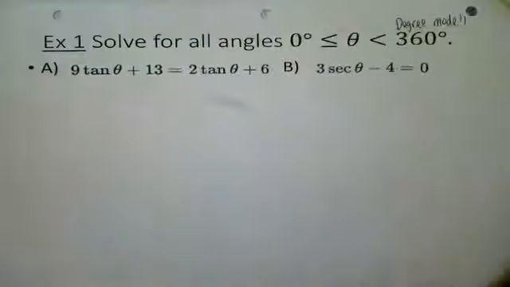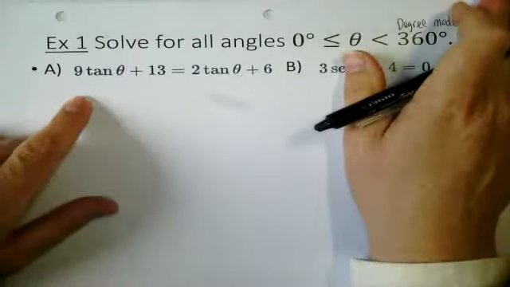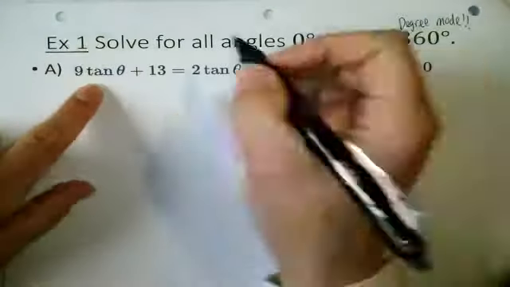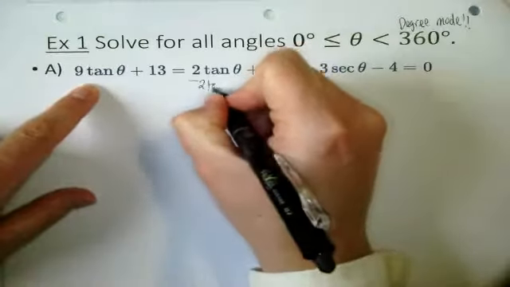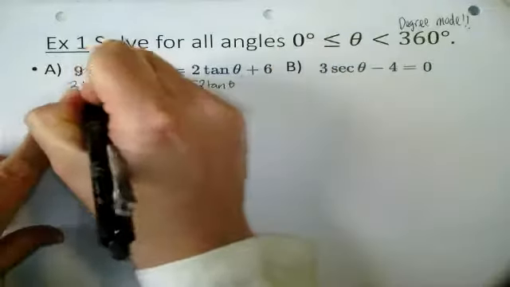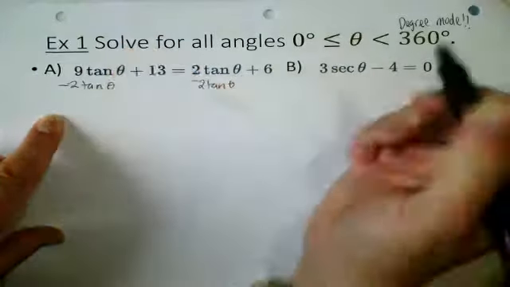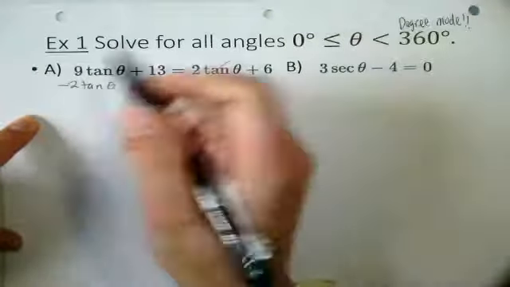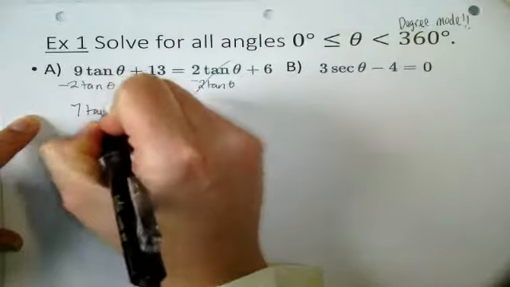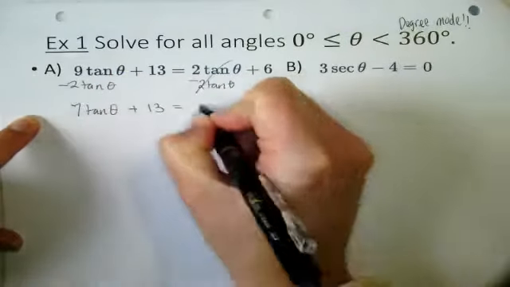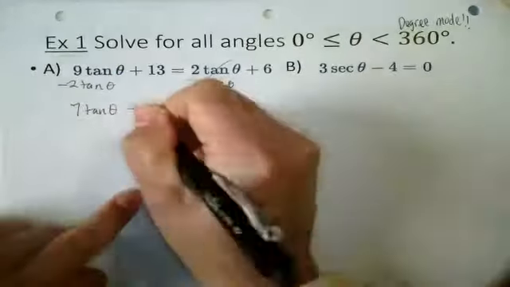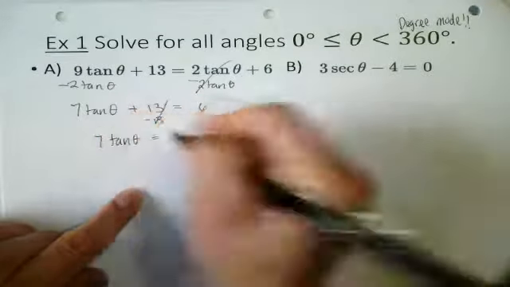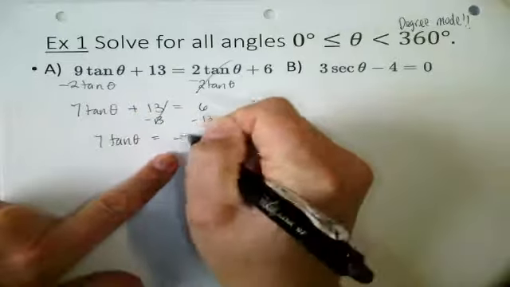Okay. So we are solving these equations, and you'll notice we have tangent of theta and tangent of theta. We want to collect those on one side. So I'm going to go ahead and subtract 2 tangent of theta, so we collect the like terms. They're like terms. 9 tangents of theta minus 2 tangents of theta is 7 tangents of theta. Plus 13 equals 6. Let's move the 13 over, shall we? So 7 tangents of theta equals 6 minus 13, which is negative 7.